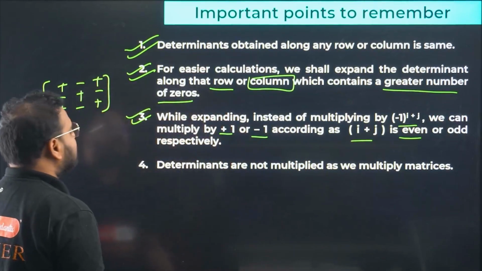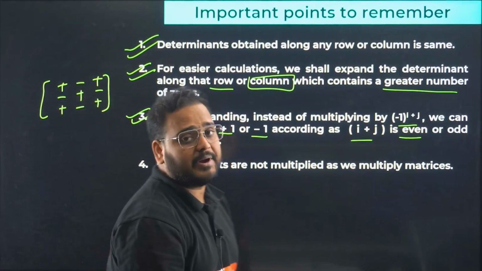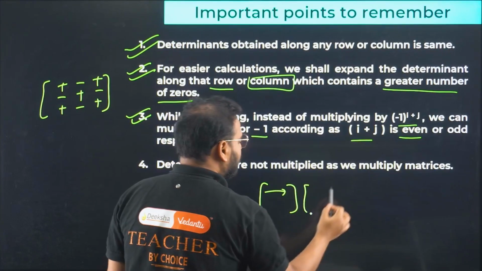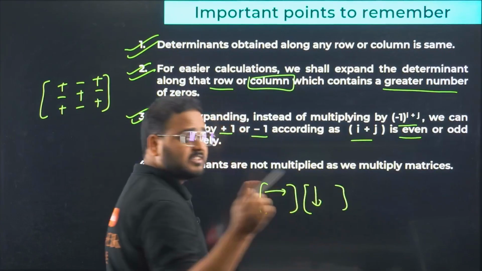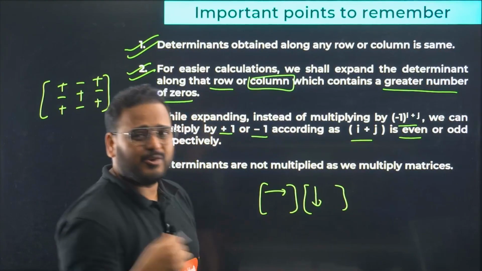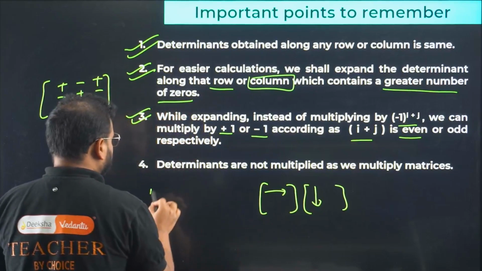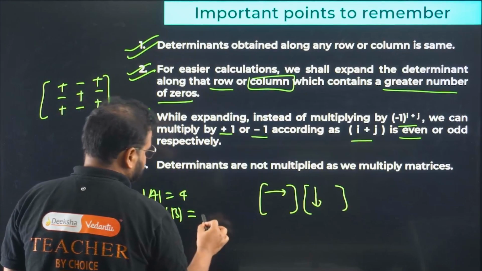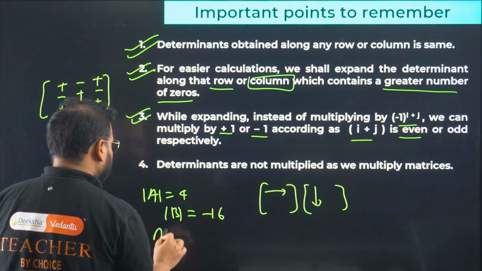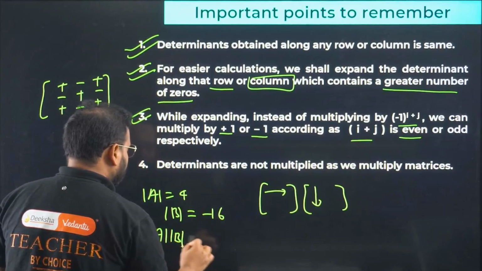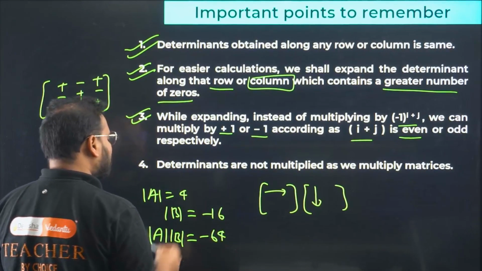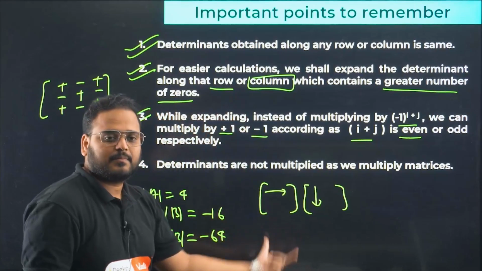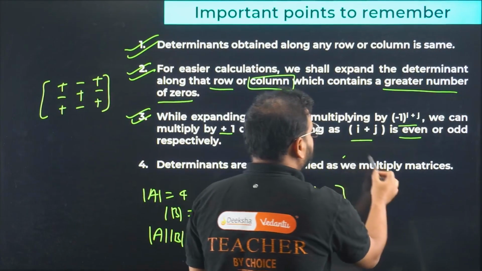The last one: determinants are not multiplied as you multiply matrices. Remember, matrices, how we used to multiply? First row to first column, this is my first element, and like that. In determinants, it's their values, right? Let's say I have two determinants. Determinant of A is coming out as 4, determinant of B is coming out as -16. So here this will become what, dear? This is simply -64, because they are numbers, they are scalar values. You don't have to multiply like the matrices. So we don't multiply them as we multiply matrices.